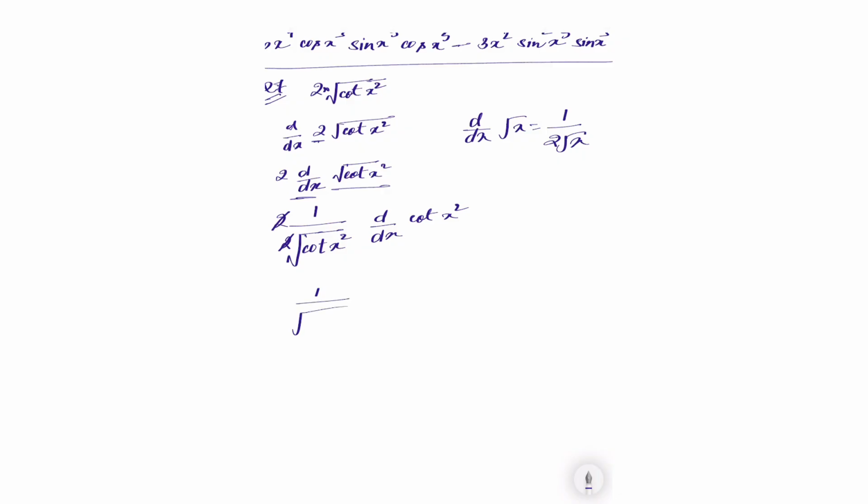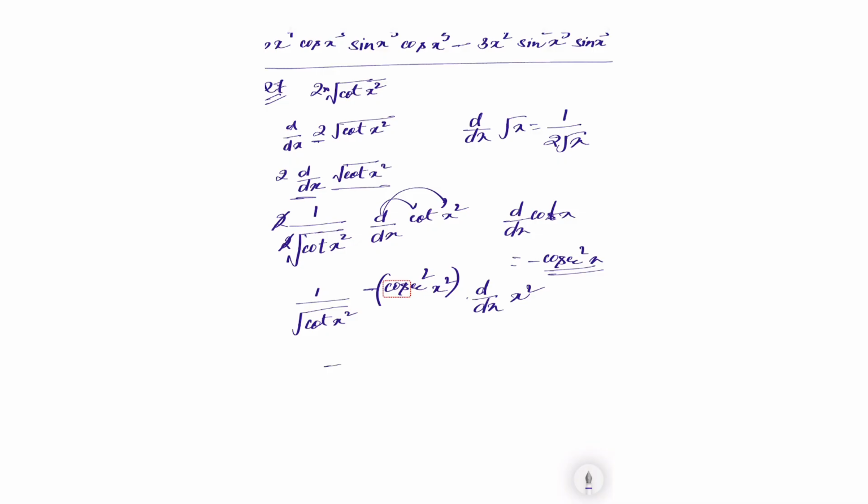1 by under root cot x square. d dx of cot is d dx of cot x. Yes, minus cosec square x. Very good. So apply d dx over cot. The answer will be minus cosec square x square into, now this will go to second gate, d dx of x square.